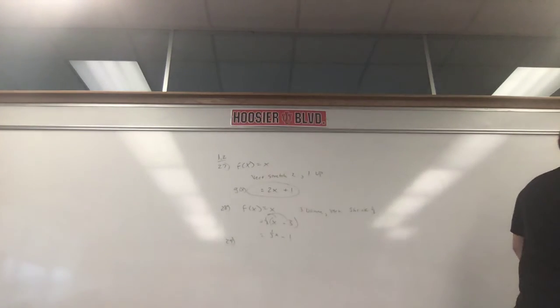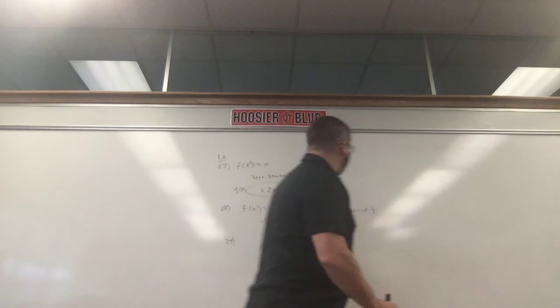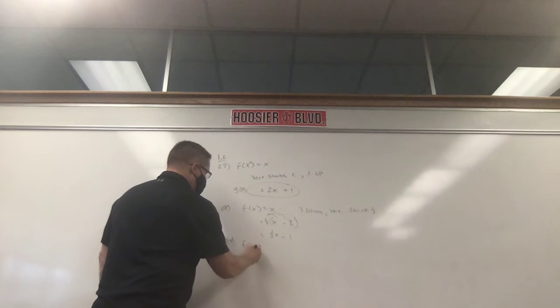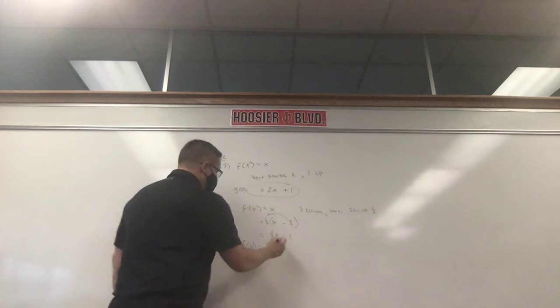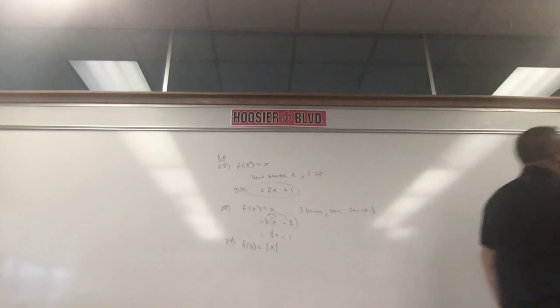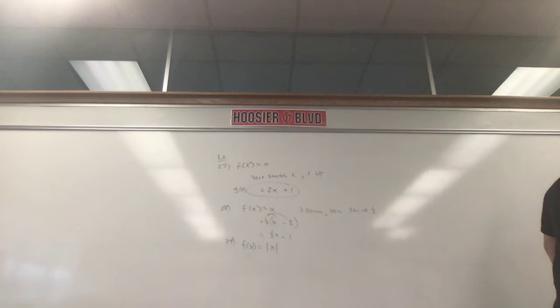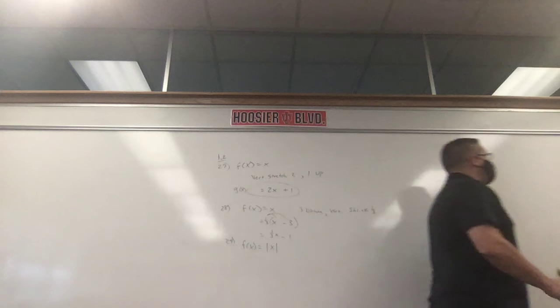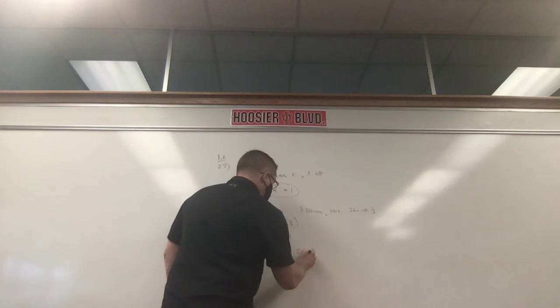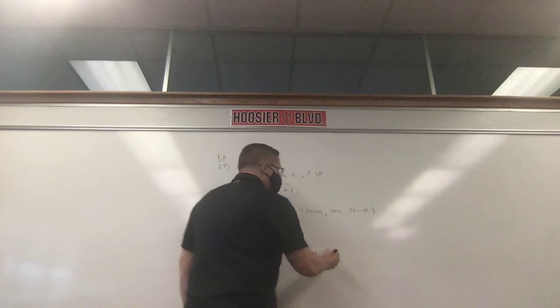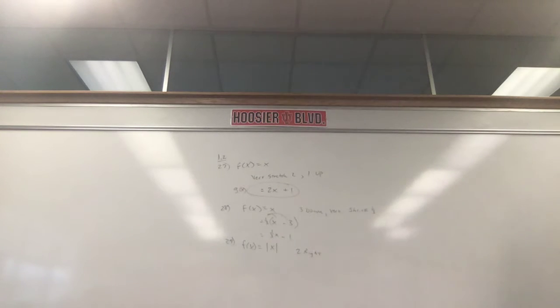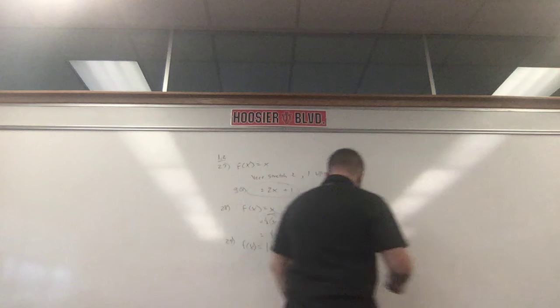Number 29. F of x is the absolute value of x. And they want you to do a couple things to it. They want you to translate 2 right, okay, let's put that down. 2 to the right, and horizontally do something to it. A horizontal stretch by a factor of 2. Horizontal stretch.